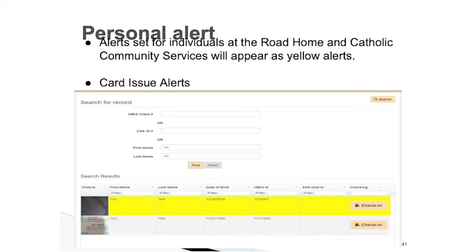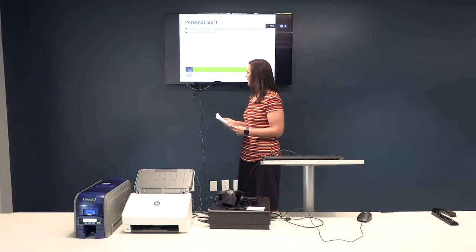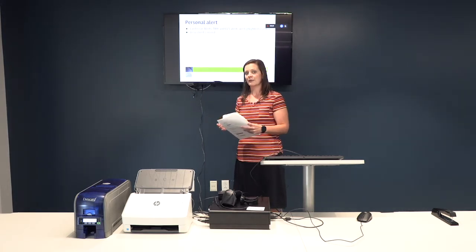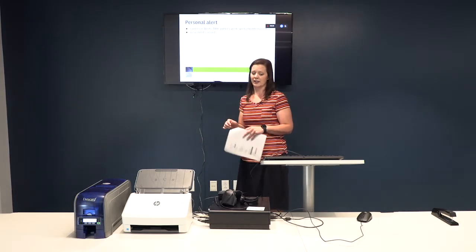The card issue alerts will show in yellow. These alerts are the ones that you want to be paying attention to because it's likely that that means that this client has a duplicate client ID number. If you click on the blue test button, you'll be able to access that client's information and be able to see the alerts and why they are there.